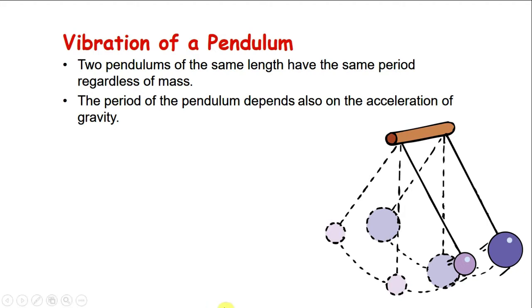So for example, if I have two masses, one is a big mass and one is a small mass, and I attach them to two strings of the same length. Now you can do this very simple experiment at home even, and you can see that the period for both pendulums should be the same because they have the same length of string, even though the masses are different.